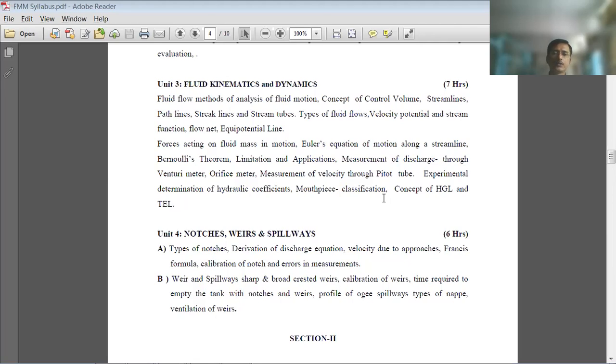In Group B, we have the weirs and spillways, sharp crested weir, then broad crested weirs, calibration of the weirs, time required to empty the tank with the notches and weirs, profile of OG spillways, types of the nappe, and ventilation of weir. So these are the contents that we are going to study in this unit number 4.